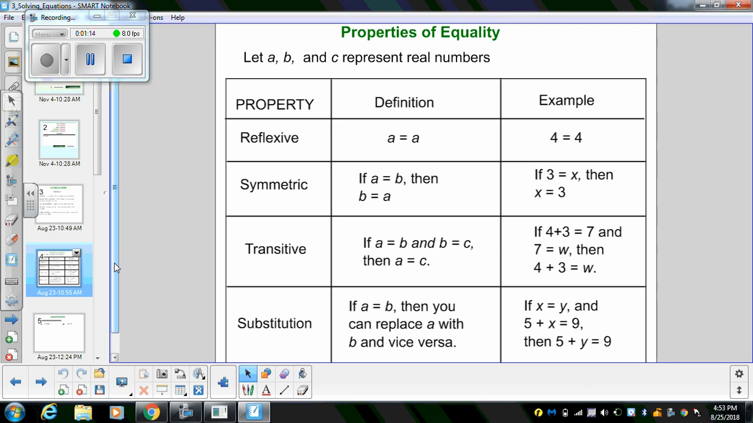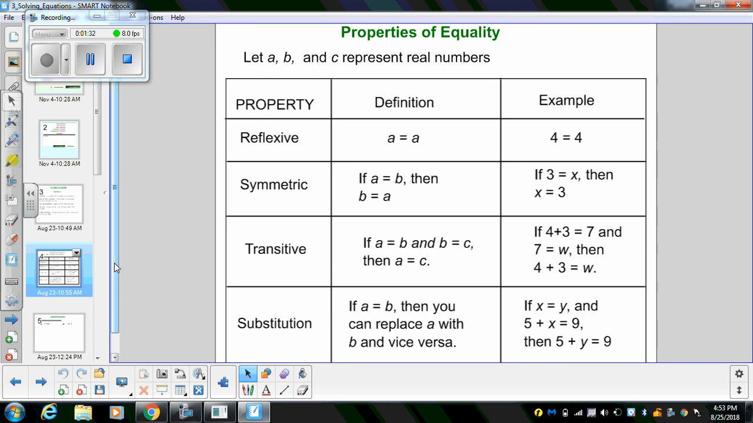It's transitive, which means if A equals B and B equals C, then A will equal C. So for example, if 4 plus 3 equals 7 and 7 equals W, then 4 plus 3 equals W. So all those things will just be equal to each other.